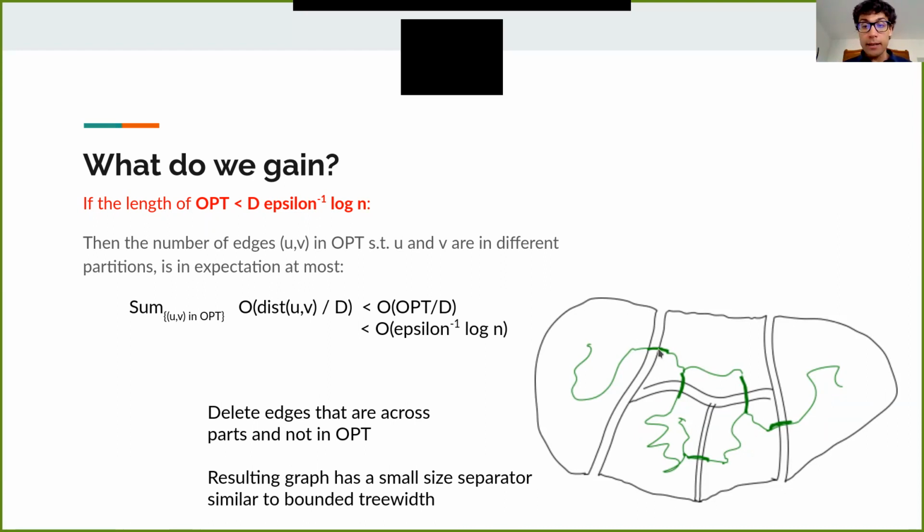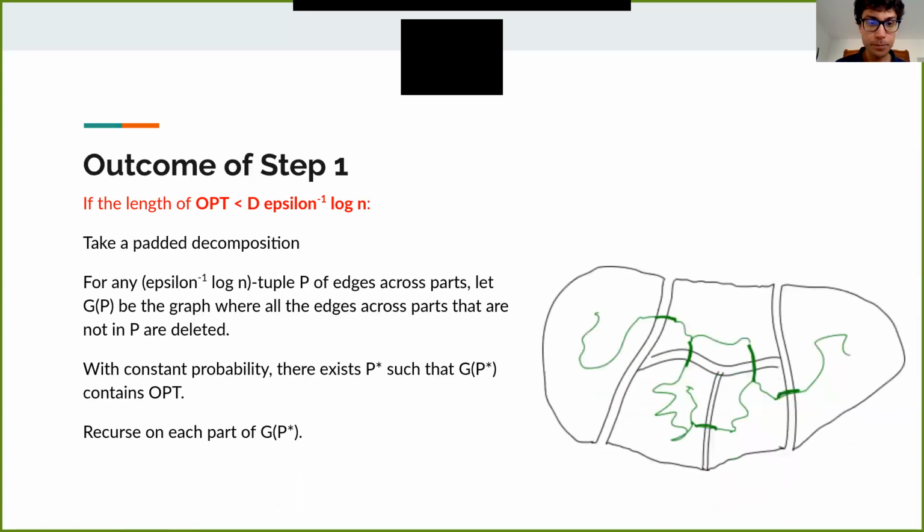So there are only log n green edges that are across the partitions, and these are the ones we keep. All the other edges across the partition, we can remove. So now all these pieces of smaller diameter are connected only by log n over epsilon edges. So this starts to have small complexity. It has to behave like a bounded treewidth graph because it's a small separator. Like these log n edges are a small separator, given that we delete the other ones. Good. Of course, I'm assuming that I know opt and I can delete the other ones.